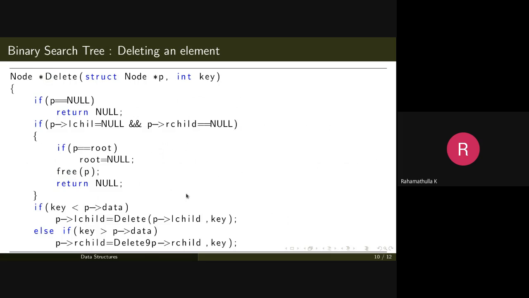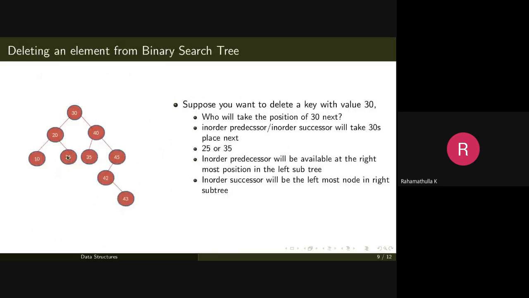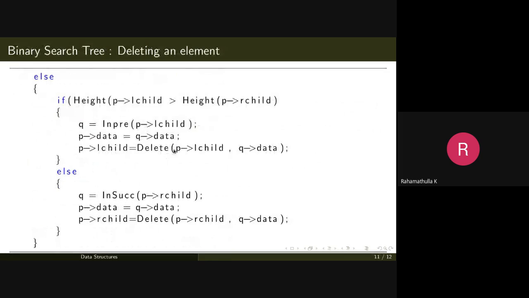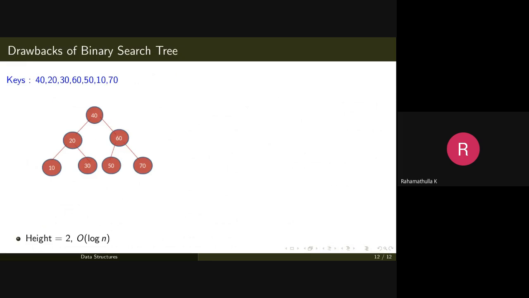So for this value to be the in order successor, it should have only a left child here. For this value to be the in order predecessor, it will be having only a right child. So that is what is mentioned here. If you're considering the in order predecessor, then you need to call the procedure if there is a left child. You need to call the same procedure if there is a right child. So that is how we delete an element from a binary search tree.